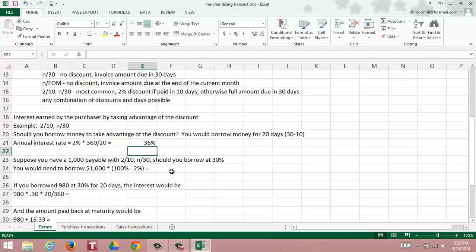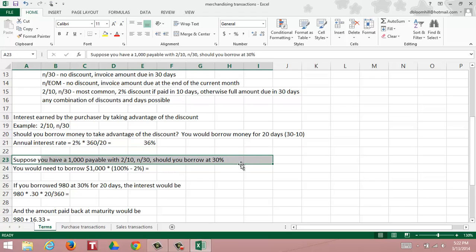What that means is that if I borrow at any rate below 36%, I would pay less than $1,000 at maturity. I can prove that to you right now. Let's assume that you have a $1,000 payable with terms 2/10 net 30, and you're wondering, should you borrow at 30%? The above calculation says that this would be a good thing.